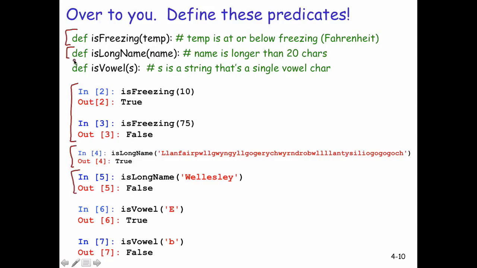And finally, there's a predicate is vowel that takes a string s and returns true in the case where that string is a single character that's a vowel, and otherwise returns false. So here's some examples, and for instance, capitalization shouldn't matter, so capital E and lowercase e should both return true, and any string that is longer than 2 characters should also return false. So go off, define these, and at the beginning of the next screencast, we'll talk about the solutions to these exercises.